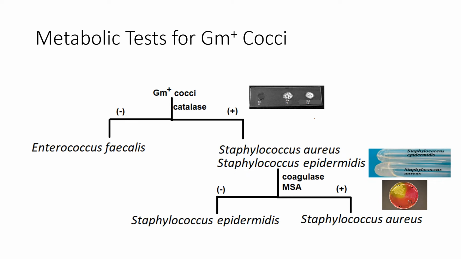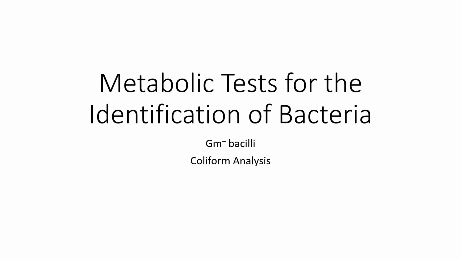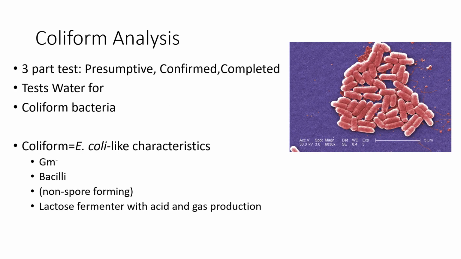Okay, so moving on. Go now to the identification of gram-negative bacilli. And the first one of those is the coliform analysis. So the coliform analysis is a three-parter, and they each have names: presumptive, confirmed, and completed tests. We have to know the names, I'm sorry to tell you. So the presumptive, the confirmed, and the completed tests.